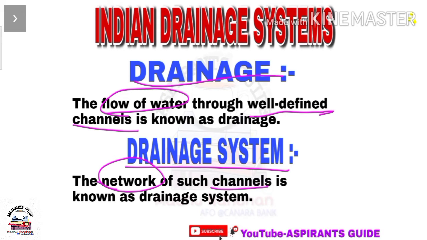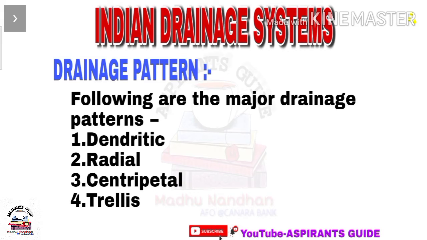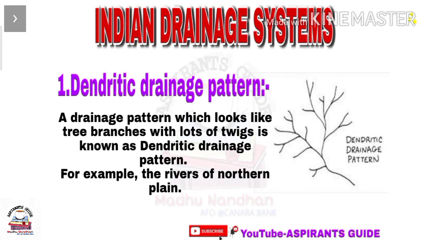Okay, now let us see different drainage patterns persistent in India. There are majorly 4 drainage patterns. They are Dendritic drainage pattern, Radial drainage pattern, centripetal drainage pattern, and Trellis drainage pattern. And now we will see each one of these drainage patterns in detail.